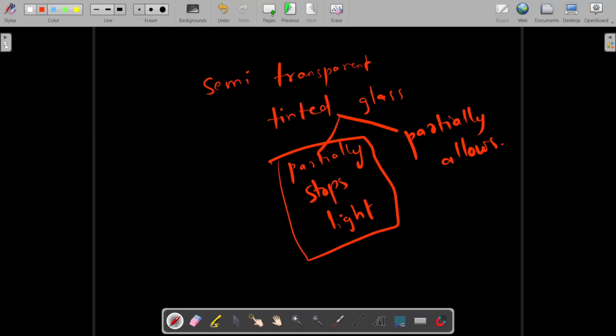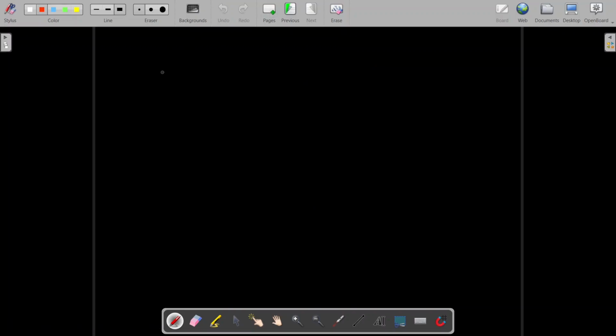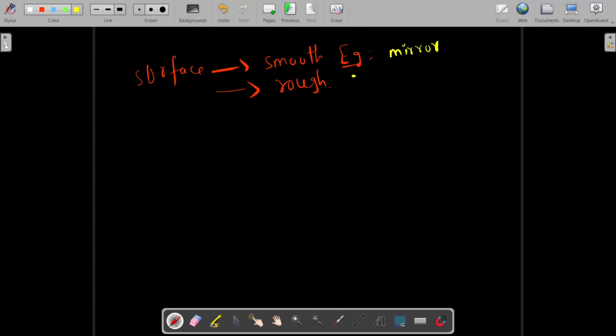After surfaces, we have to know different types of surfaces. The surface can be smooth and can be rough. When it comes to glass or your mirror, it is a smooth surface. For smooth surface, example, mirror. For rough surface, example, wall. Wall is not smooth actually. Or another example is your body. Your body is also not smooth. Smooth surface and rough surface.